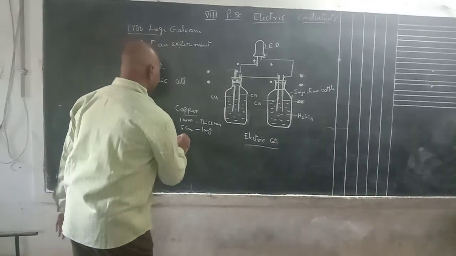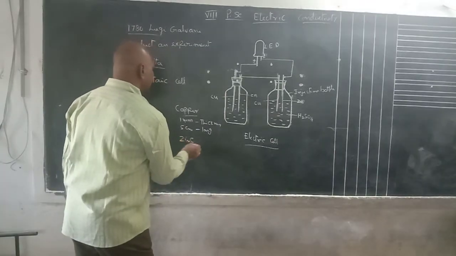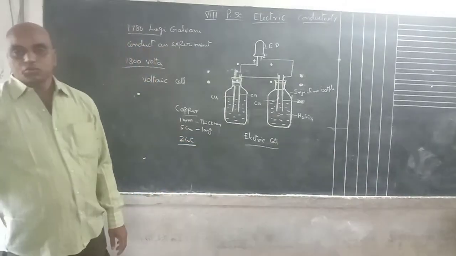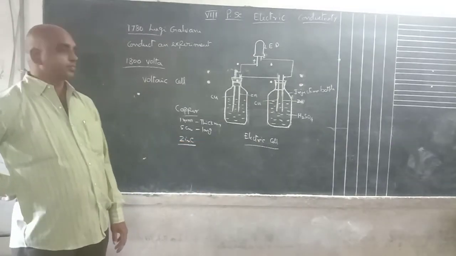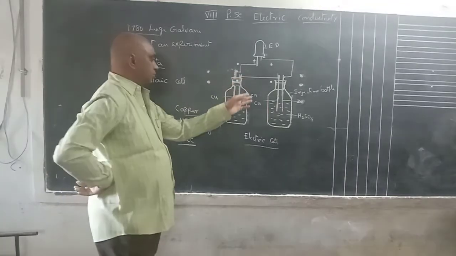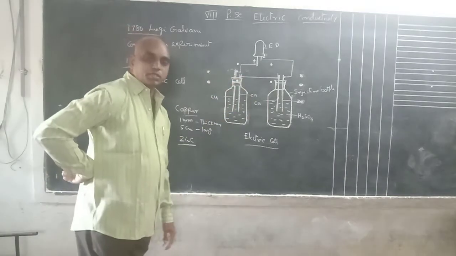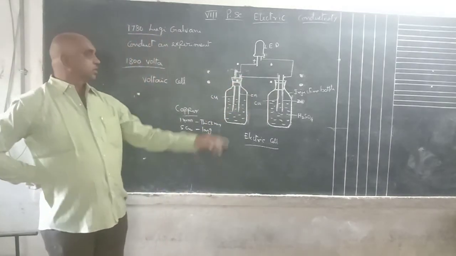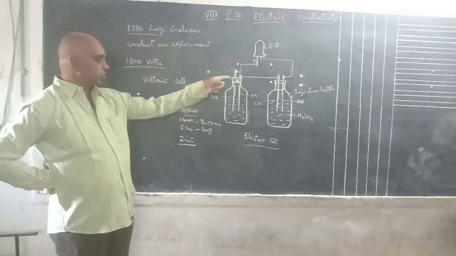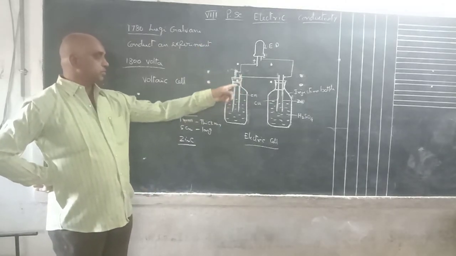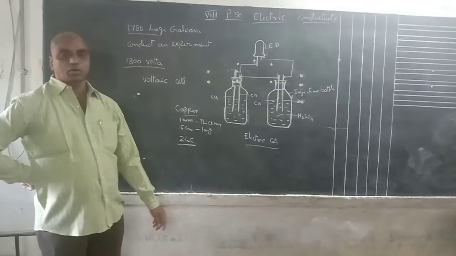Zinc is the same, thickness is 2 mm. Length is either 5 cm or 10 cm like this. First take two injection bottles and clean them well. This rubber cork has 2 holes. Through one hole, insert a copper rod, and through the other hole, a zinc rod.